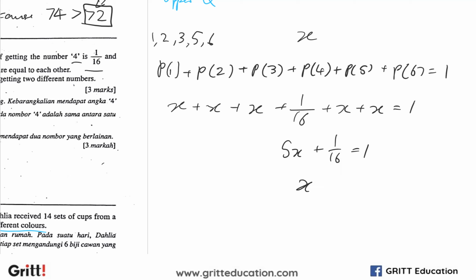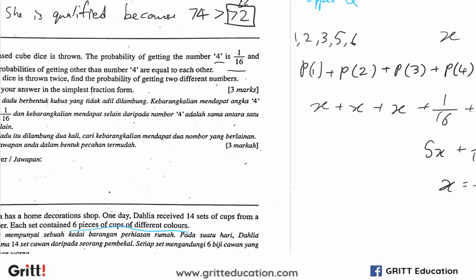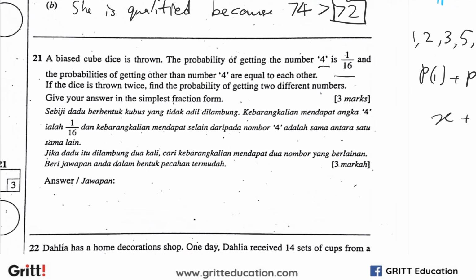So from here, we calculate everything. I'm going to skip a step here. So we find that x is equal to 3/16. So the probability of getting 1, 2, 3, 5, or 6 is 3/16. Now, with that said, let's go to the next part.